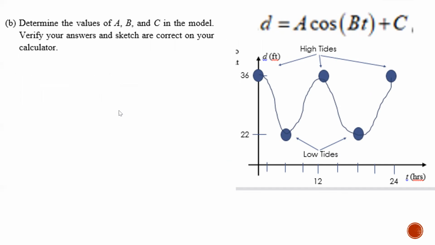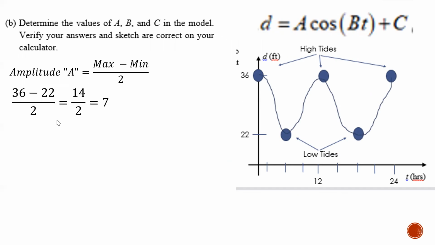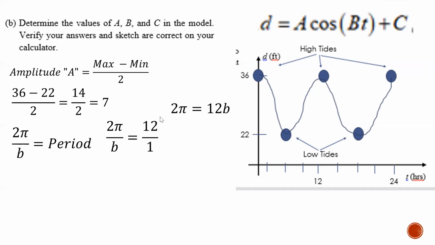So guys, if you think about it, amplitude was the difference of the max and the min divided by 2. So 36 minus 22 divided by 2 gets you 14 over 2. So our A is 7. Our period we know, so we gotta kind of work a little bit backwards. We know that it takes 12 hours. So we're going to set 2 pi divided by b equal to the period, which is 12. We cross multiply, we end up getting 2 pi equals 12b. So divide over by 12, we get pi over 6 for our b value.